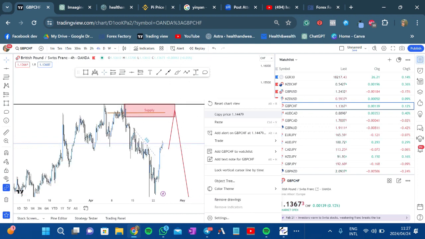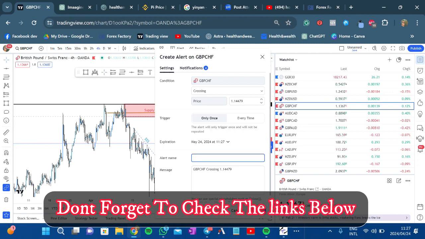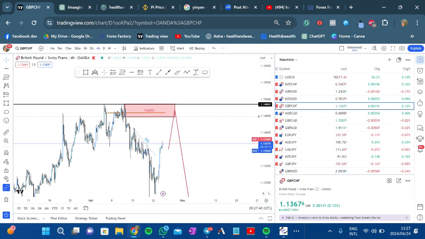So we just need to wait for the market to enter that area. And then I'll just tell myself, okay, type 1, 4-hour period. Check. And I'm done. And that's it, guys. That's all you need to understand about it.